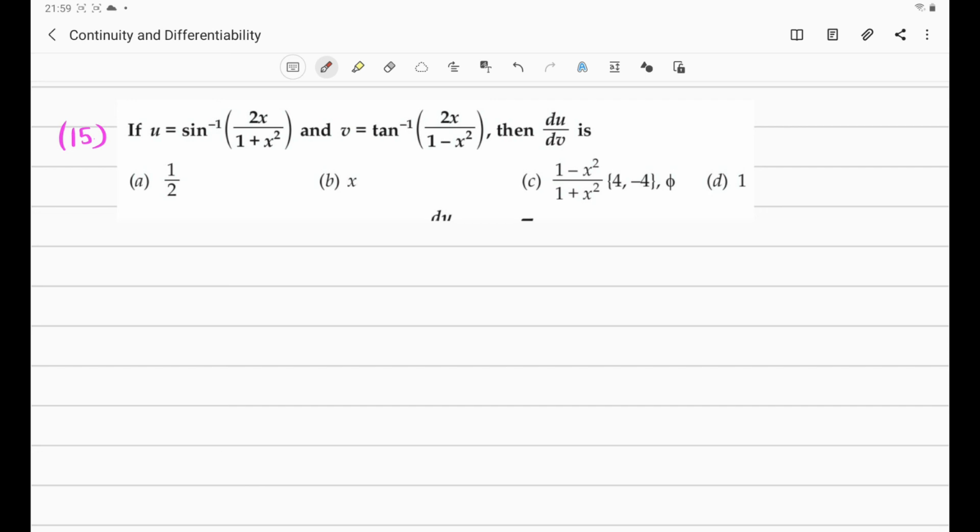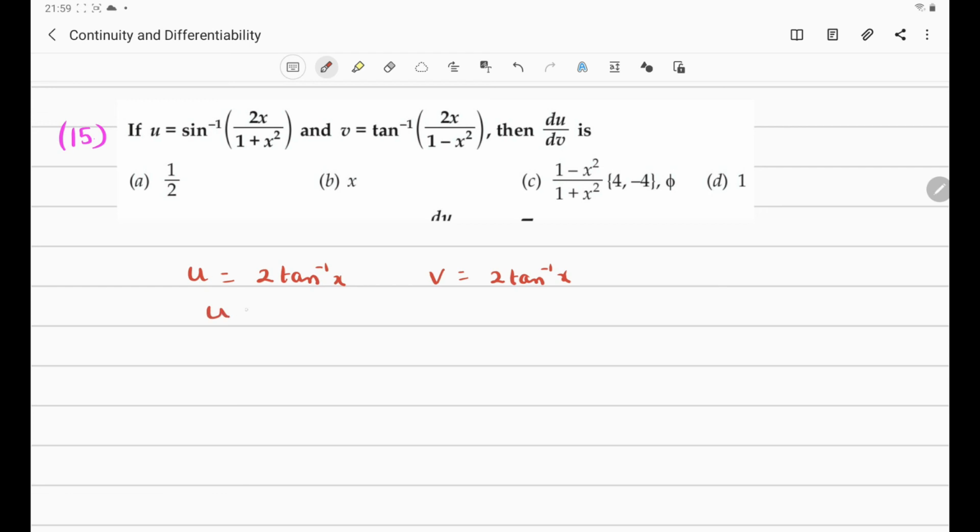Here the problem is very simple. We could observe that u equal to sin inverse 2x by 1 plus x square is nothing but 2 tan inverse x, and also we could see that v equal to tan inverse 2x by 1 minus x square is once again 2 tan inverse x.